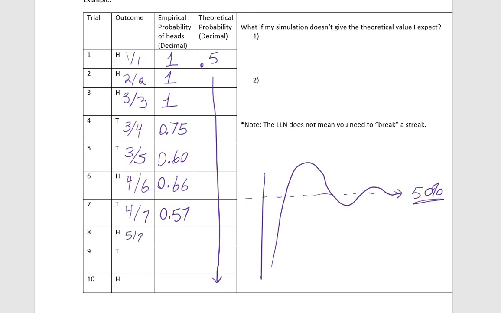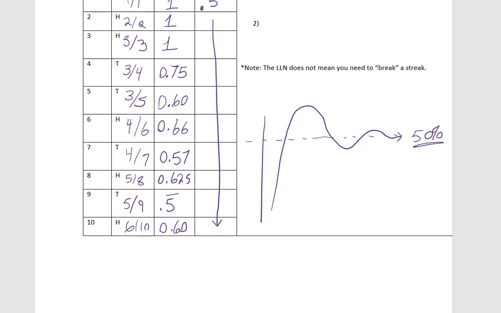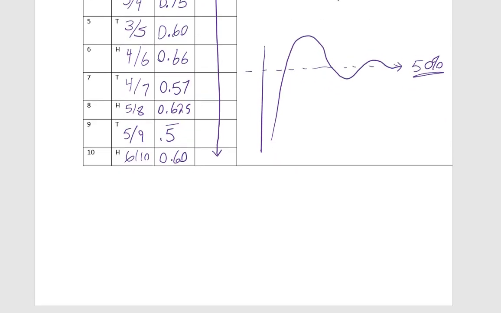So it would be 5 out of 8. That would give me 0.625. This would be 5 out of 9, which would give me 0.5 repeating. And finally, this would give me 6 out of 10, which would give me 60%. This is a lot of fun to do in Excel when it goes relatively quick. And that's something I like to do.